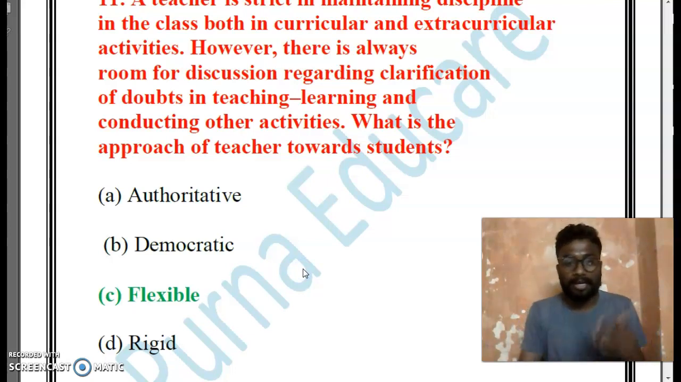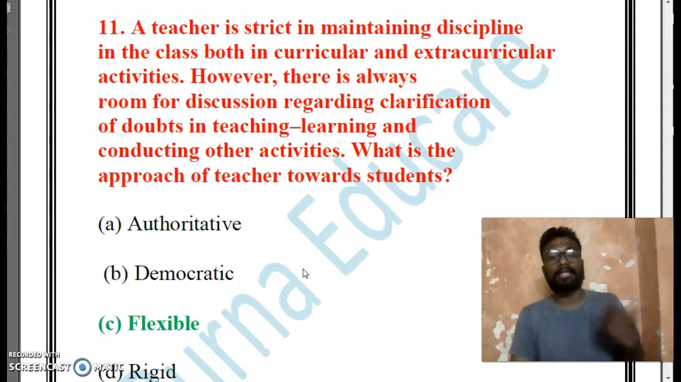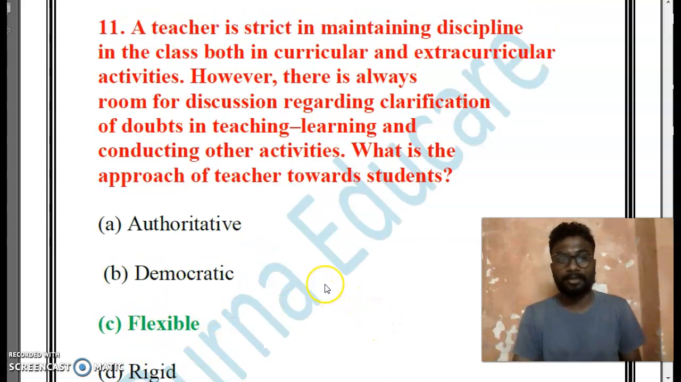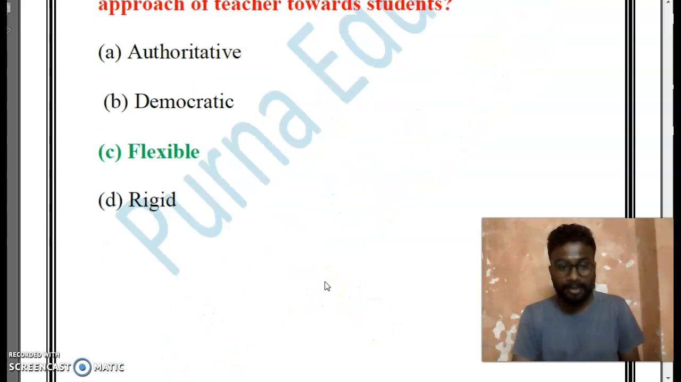See, both the curricular and extracurricular activities maintain the discipline. So, what does that mean? It leads to flexibility. It leads to the flexible approach, right? Yes.